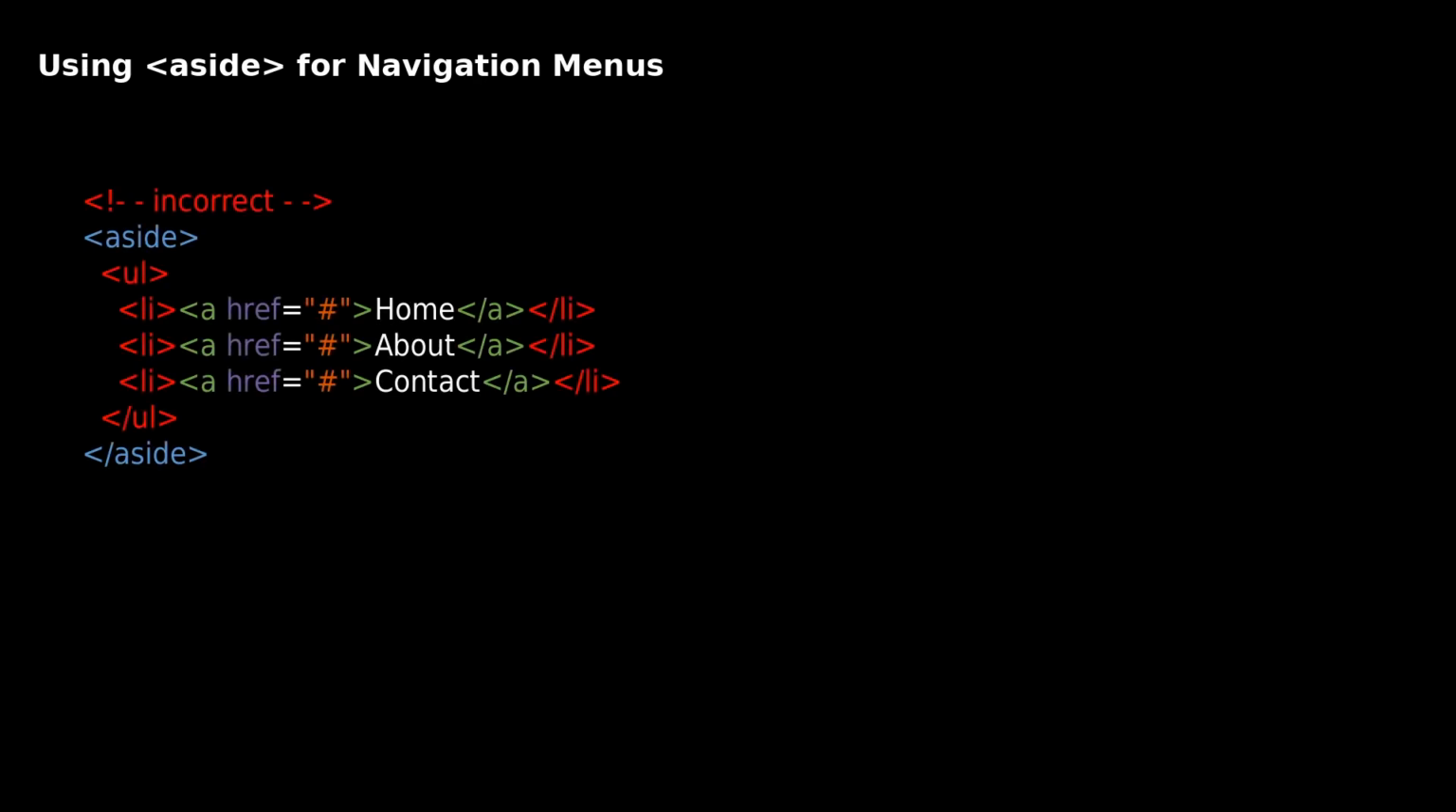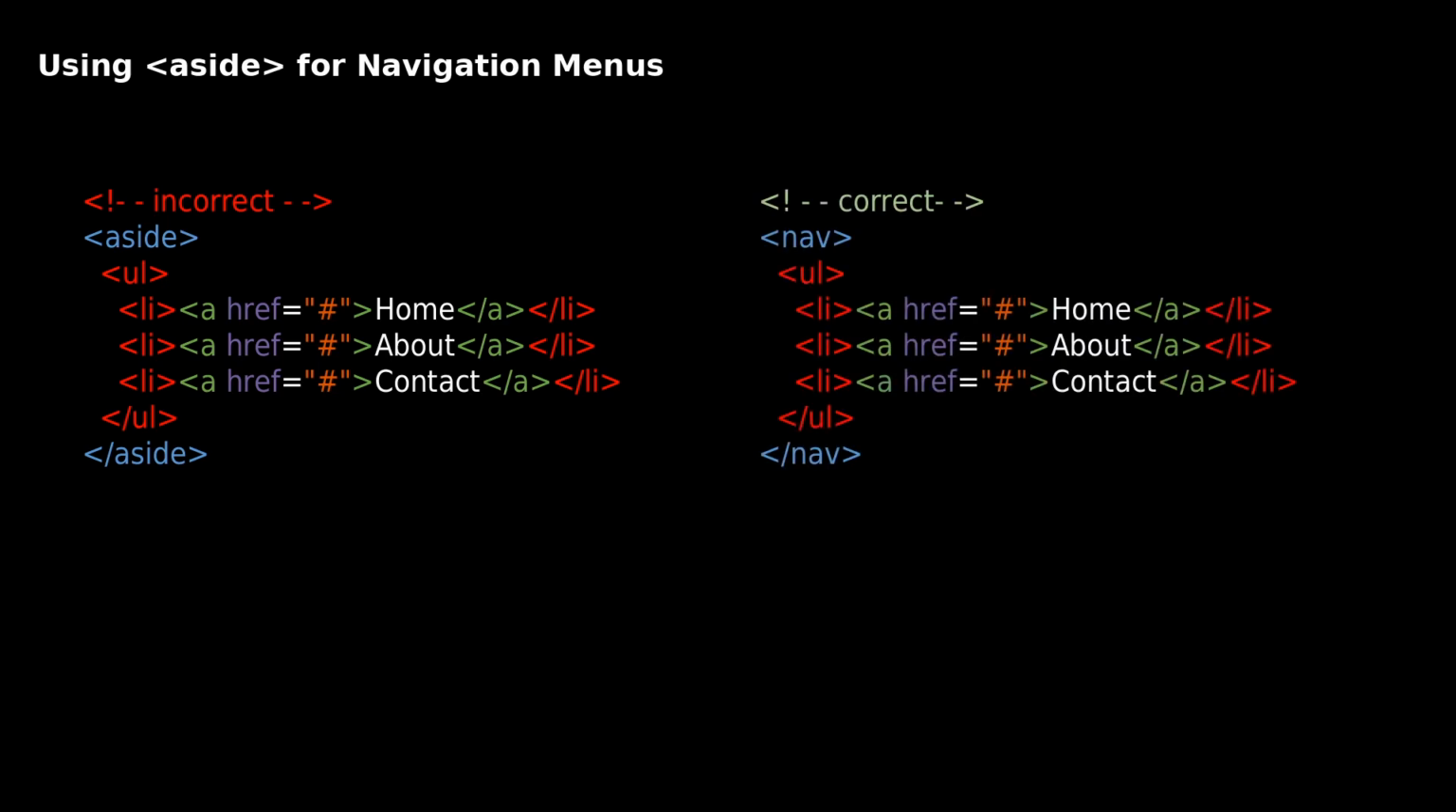Using aside for navigation menus. Placing the website's primary or secondary navigation inside an aside element. Navigation is not supplementary content. It is a core part of the website structure and functionality. Using the aside element for navigation misrepresents the meaning of both the aside element and the nav element, leading to confusion for users and screen readers. Use the nav element for navigation menus even if those menus are located in a sidebar. The aside element should be reserved for other supplementary content.